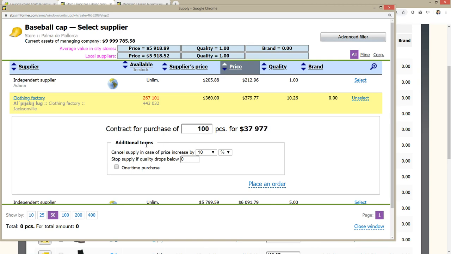Take note that there are additional terms in order to help you to avoid being scammed or being used if the price of the specific supplier is starting to increase or the quality begins to drop, or this could be a one-time purchase. Otherwise, this will be an active contract and you will be receiving this production every turn, every day.